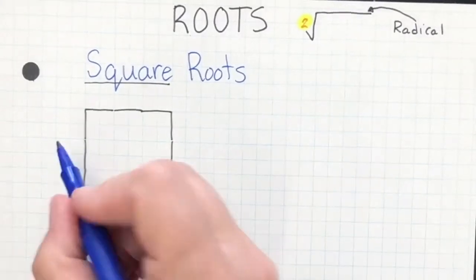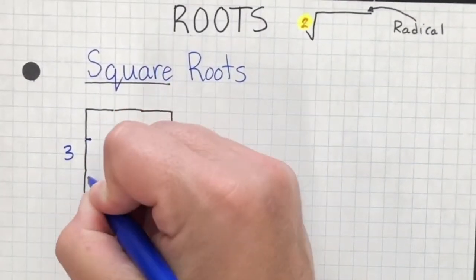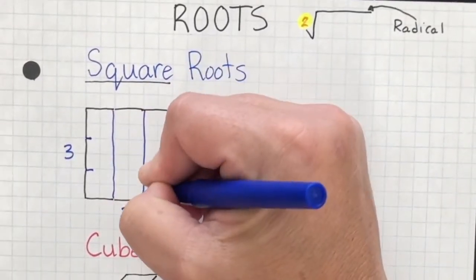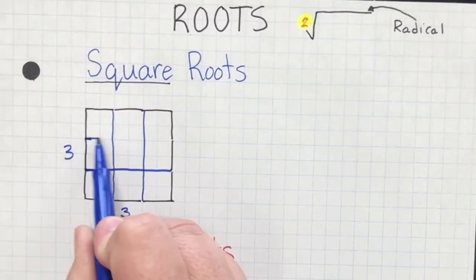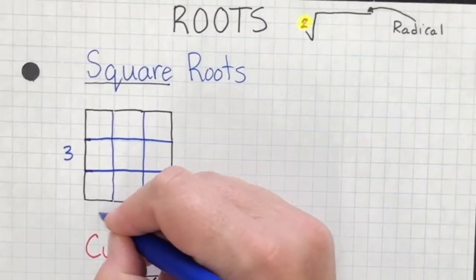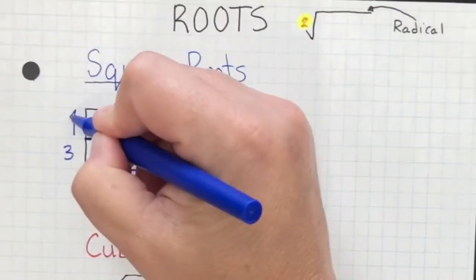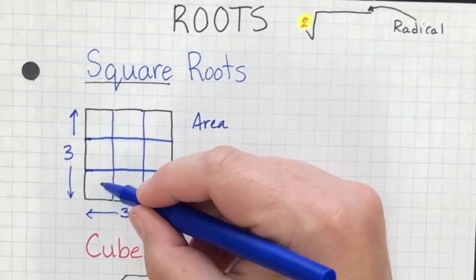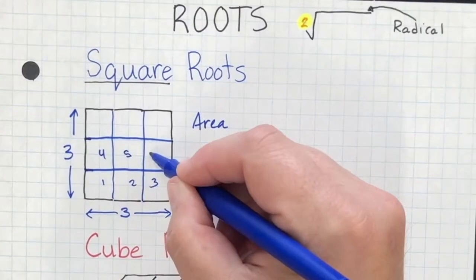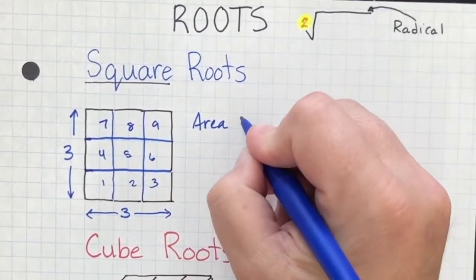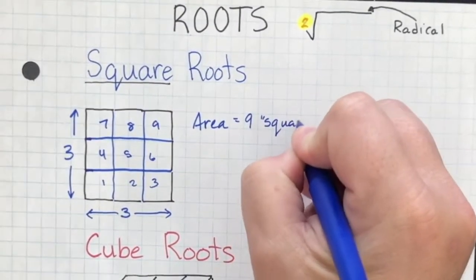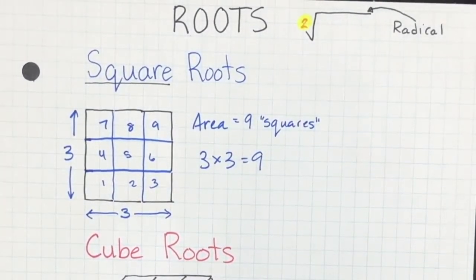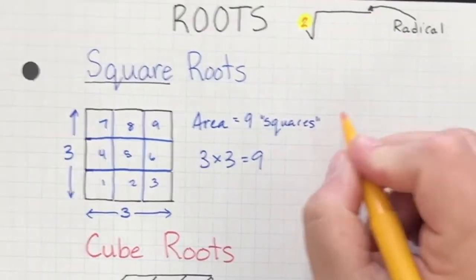First of all, let's think about a square. Let's think about a square that is 3 units by 3 units. When you have a square and it is 3 by 3, we can see that there are a number of squares within that square, and the area is the number of squares. If we count them up, we see that in a 3 by 3 square, there are 9 smaller squares. So 3 times 3 is 9. That's why when you take the area, you multiply the 2 sides of a square.